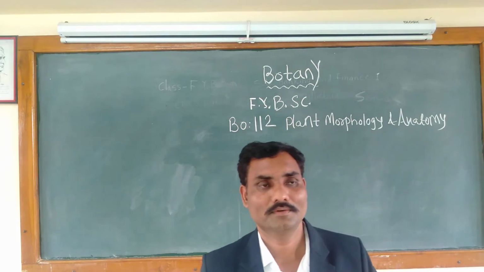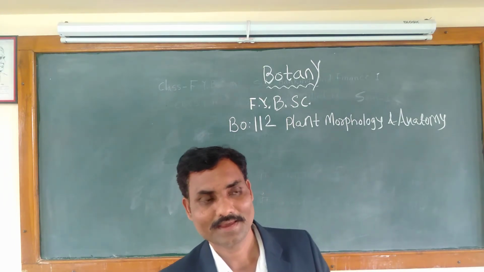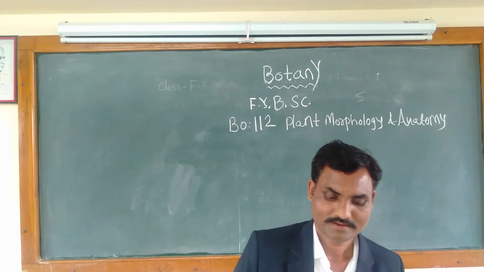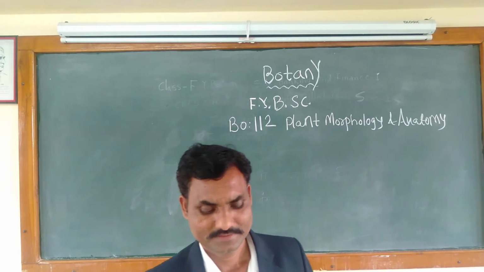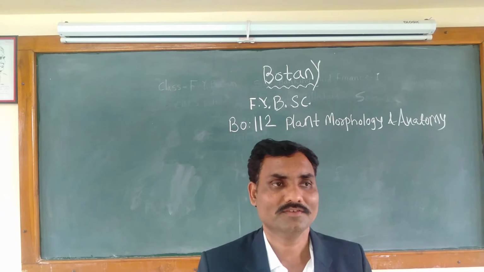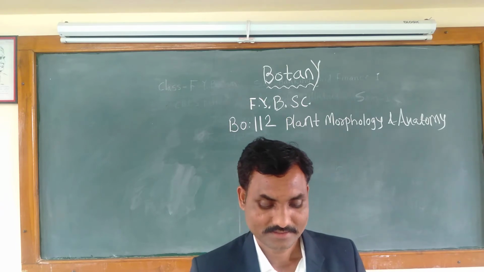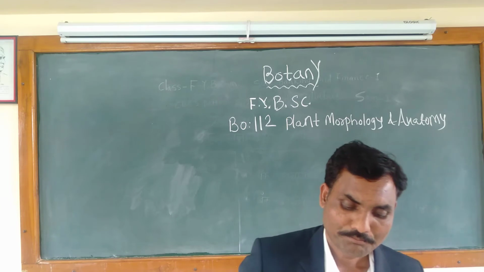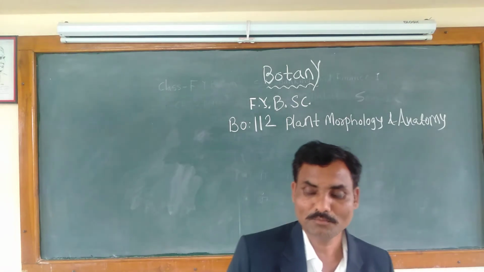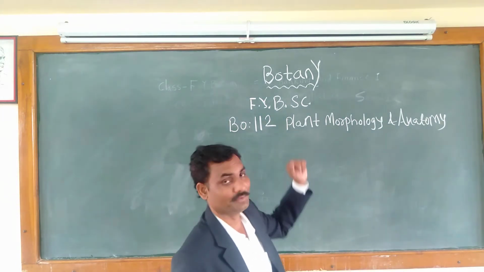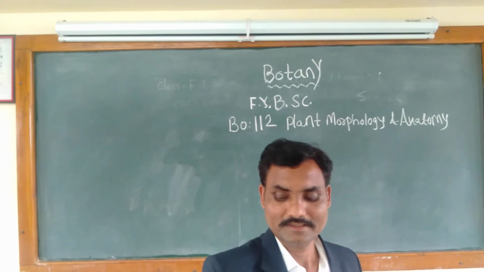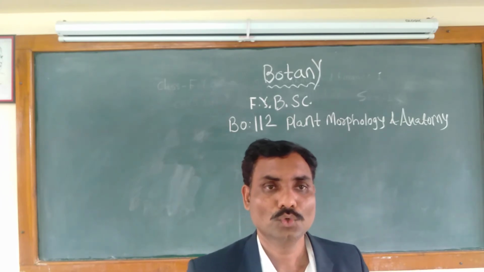BO 111 and BO 112. And the paper number 2nd, that is BO 112, is plant morphology and anatomy. And this paper includes 2 credits.